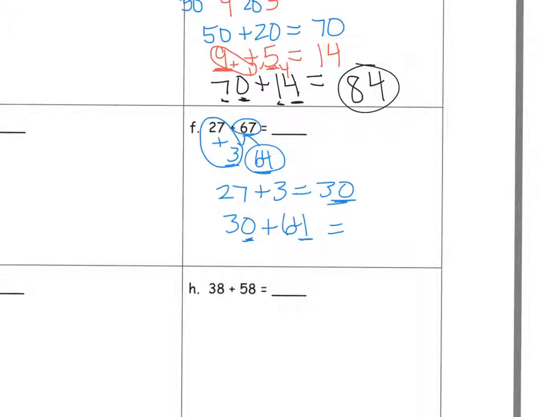4 ones and 0 ones is 4. 3 tens and 6 tens is 9 tens or 90, and I have 94.